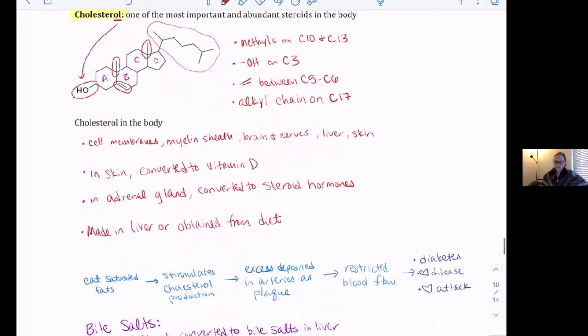Cholesterol is important in our bodies. It's common in a lot of different places, specifically in our cell membranes, also in our myelin sheaths, in our nerves and brains, in our liver, and in our skin. The cholesterol in our skin is what gets converted with light to vitamin D. In our adrenal glands, it's converted into steroid hormones, which we'll talk about in a few minutes. And in our liver, it could be made from different things that we eat, or we could also just eat cholesterol obtained from our diet.